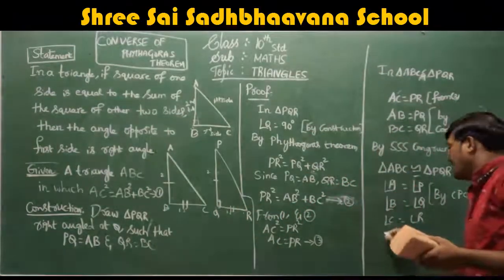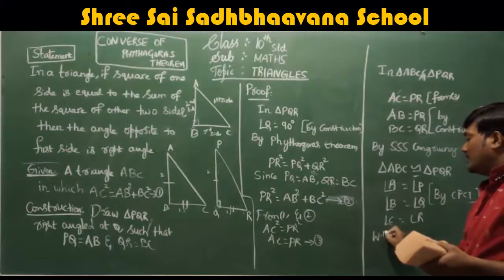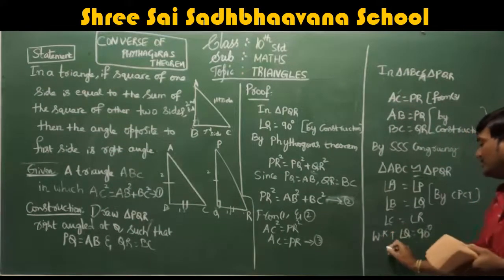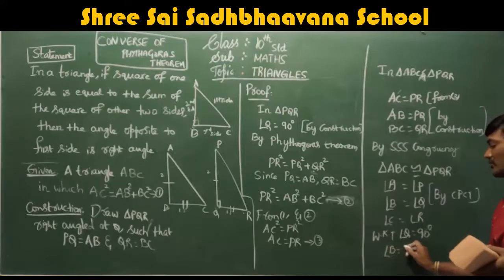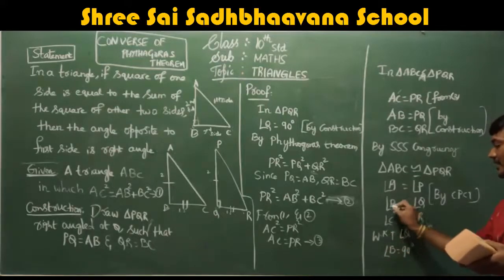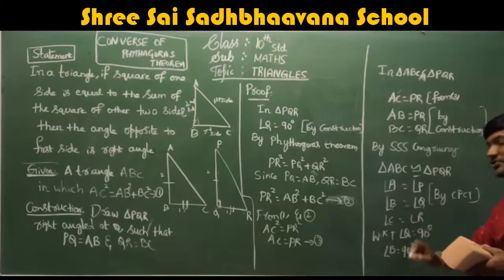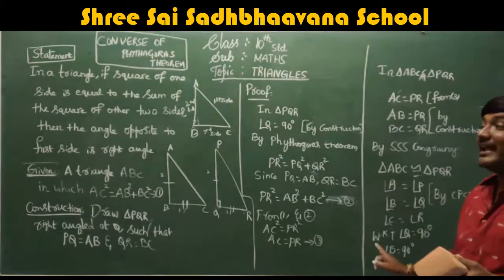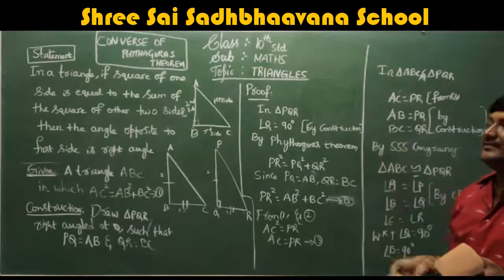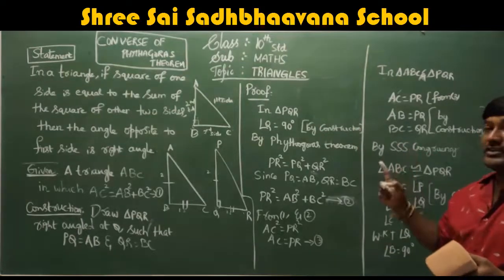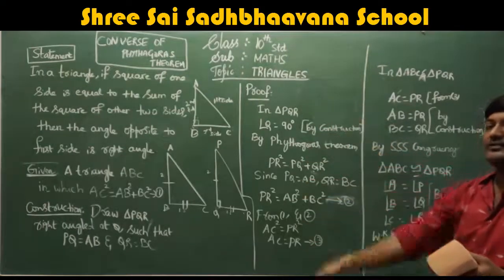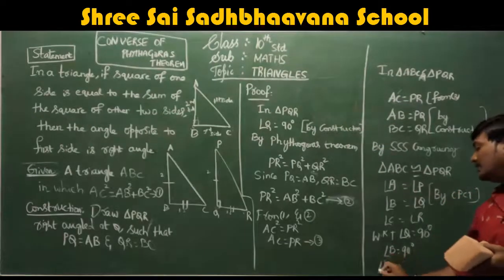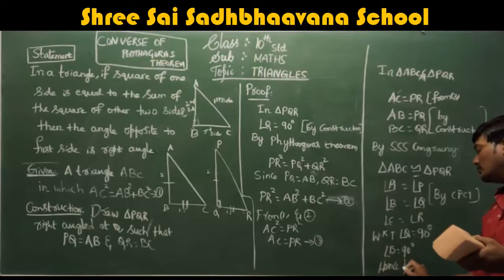If angle Q is 90, we know that angle Q is 90, then what is angle B here? Angle B is obviously 90 degrees, because angle B and angle Q are equal, and angle B should be equal to 90 degrees. Correct? So what is angle B? That angle B is the angle opposite to the first side of the triangle ABC. So we proved that angle B is equal to 90. That is only the opposite.